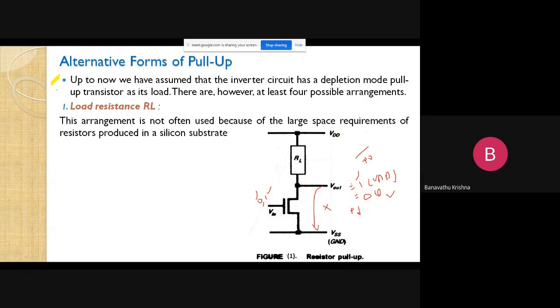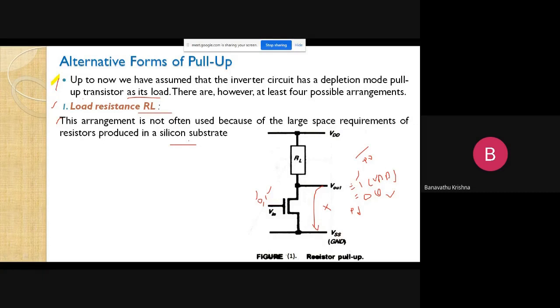So let us go to this point. Up to now, we have assumed that the inverter circuit has a depletion mode pull-up transistor as its load. There are, however, at least four possible arrangements I am going to discuss. In the first case, it is load resistance RL. This arrangement is not often used because of the large space requirement of a resistor produced in a silicon substrate, in the fabrication process technique, right? This is one of the drawbacks when we take a load resistor as a pull-up device, right?